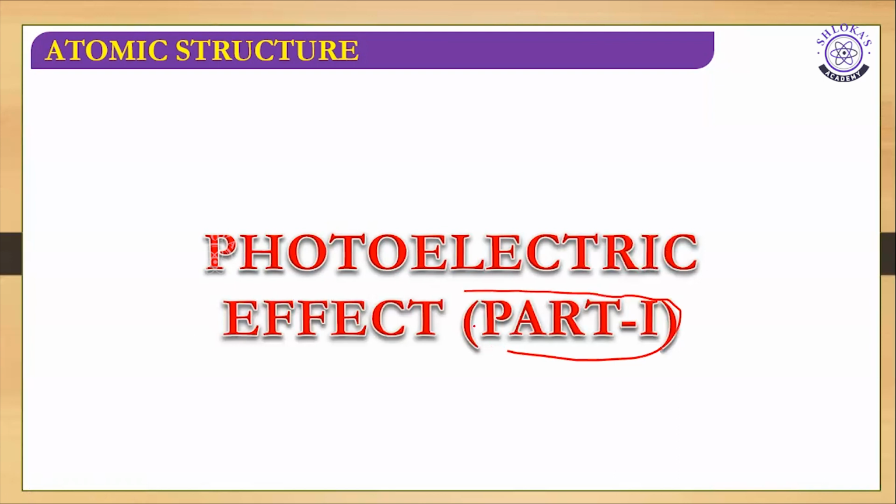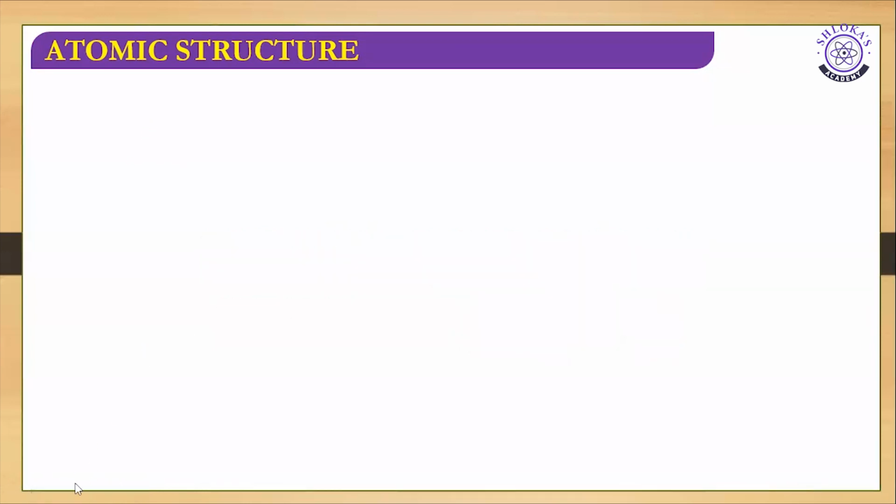In this part, we are going to discuss what is the photoelectric effect, how a metal can eject photoelectrons, what is threshold frequency, work function, threshold wavelength, and kinetic energy of the photoelectrons. All these things we are going to discuss. The first one: what is the photoelectric effect?